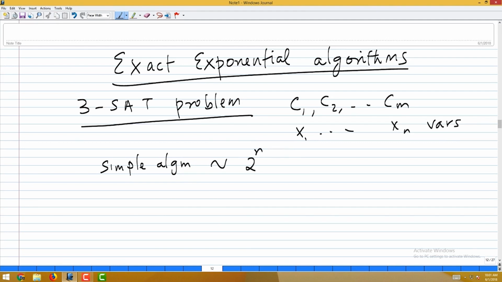2 power n, and for each assignment you check, taking time proportional to the size of the formula, I am going to say, run through the formula and check whether your assignment is satisfied. Now, I want to improve this base. Can I improve it from 2 power n is the question, right?